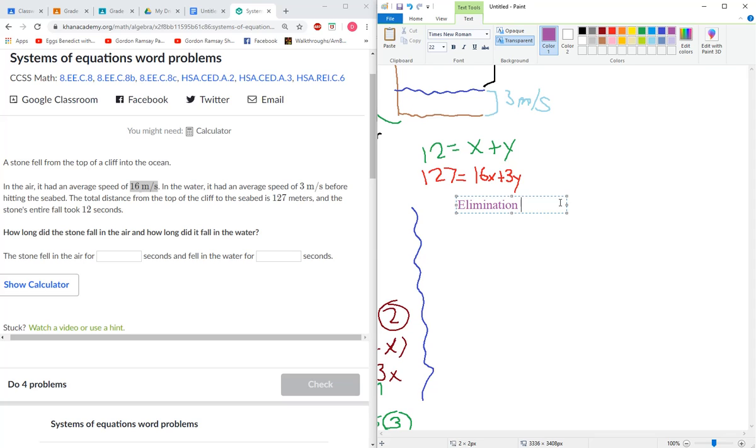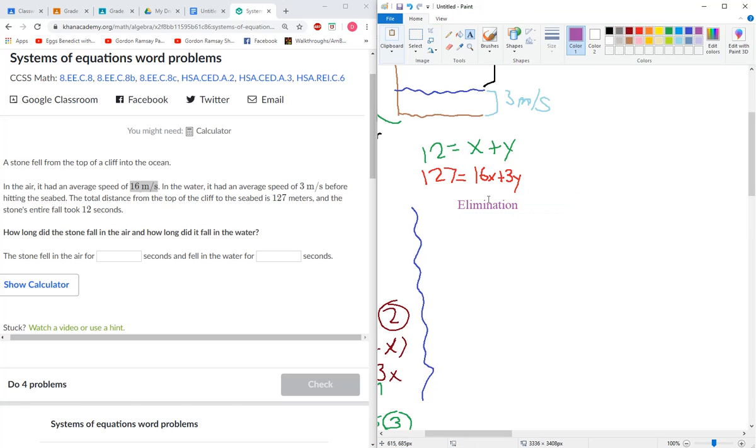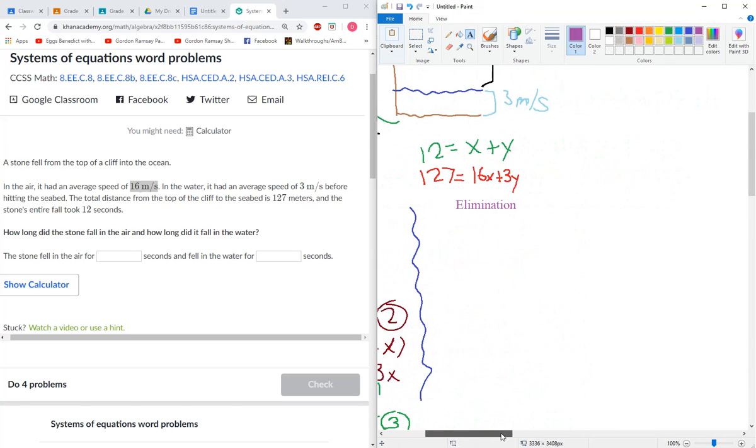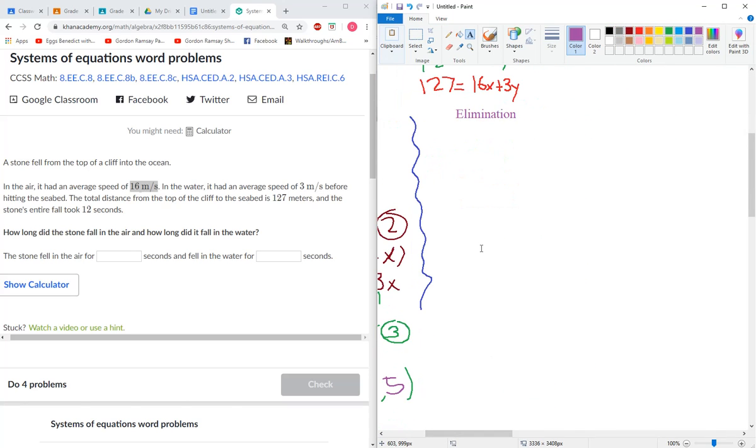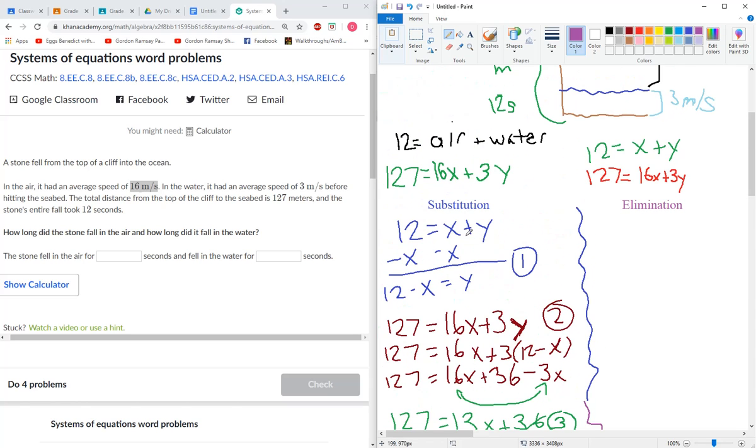Elimination. I really hope I'm spelling this right. My brain is still in vacation mode, so if I spell things wrong, this is not an English class. So don't worry about it. So I am going to rewrite my equation. Actually, I'm not going to rewrite it. I'm just going to copy paste because I am lazy.